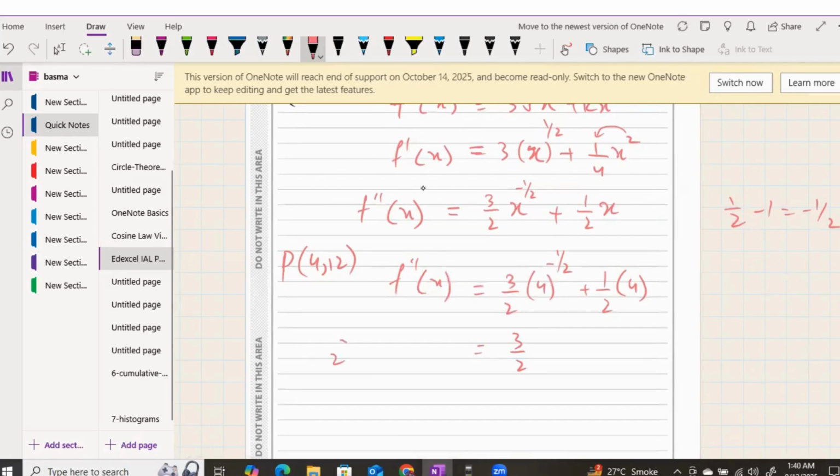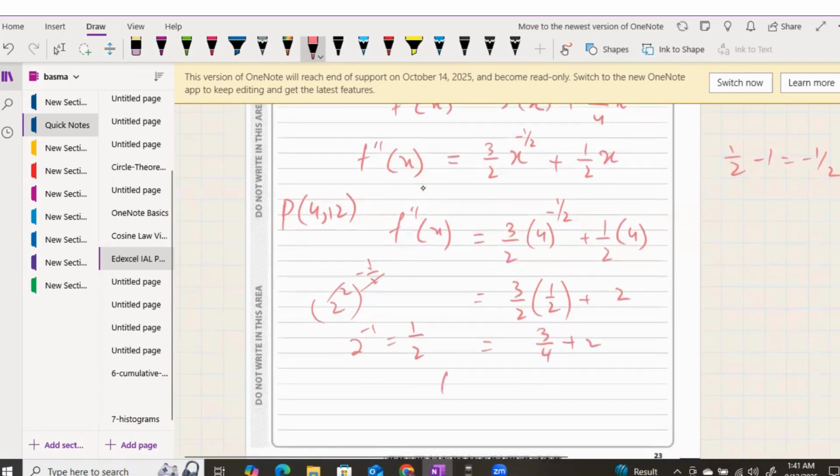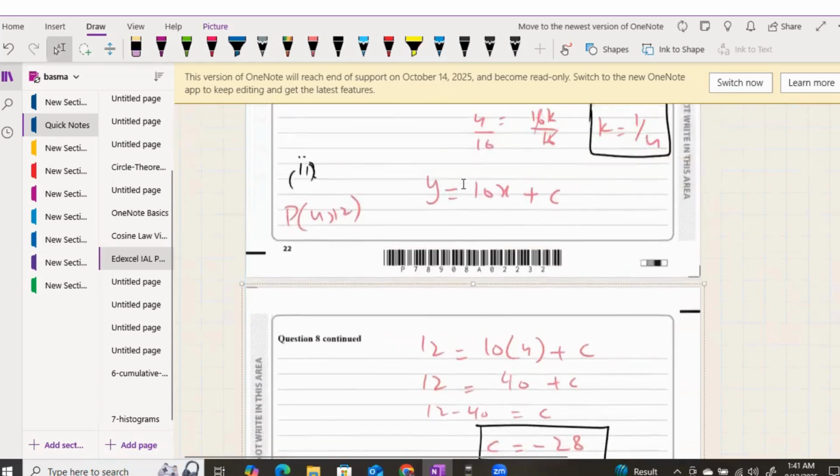So 4 can be written as 2 to the power 2, with negative 1/2, you just cancel it, 2 to the power negative 1. 2 to the power of negative 1 is the same as 1/2. Okay, so you write it 1/2 plus 1/2 times 4 will be 2. So that becomes 3 over 4 plus 2. And f double prime at this P will be, 4 times 2 is 8 plus 3 is 11 over 4. Okay, that is the second derivative at this point (4, 12). Okay, we are done with part B.